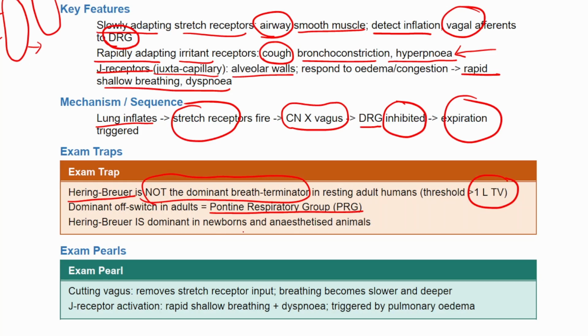It is highly active and dominant in newborns and anesthetized animals. That means the animals who have been administered anesthesia. The first example talks about vagotomy, or cutting the vagus nerve. This will remove stretch receptor input, and the result would be inspiration is no longer inhibited early, and breathing pattern becomes slower and deeper. The J receptor activation we talked about is activated by fluid buildup such as edema, and it triggers rapid shallow breathing and severe dyspnea. Dyspnea means shortness of breath.